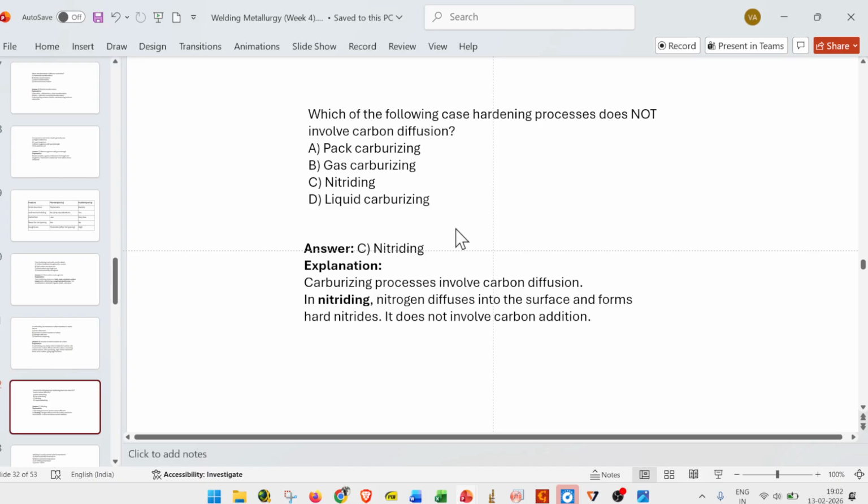Which of the following case hardening processes does not involve carbon diffusion? Carburization, yes, the carbon content will be there, so it will diffuse. Pack carburizing is a solid phase, gas carburizing is gaseous phase, and liquid carburizing is liquid phase, as we saw just before. And nitriding, we are introducing nitrogen into it, so carbon diffusion will not be involved.